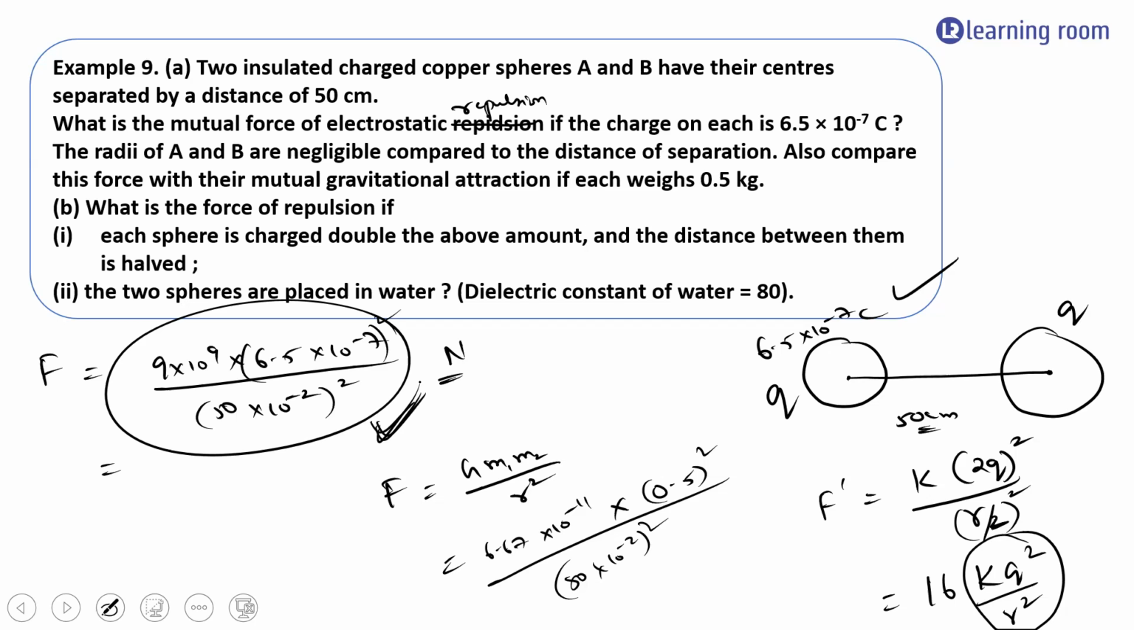Second, if the spheres are placed in water, then what will happen? I want a quick answer. It's only one step. Into 80, sir. Multiply by epsilon naught by k? Not necessary. Why do we need to? You have already calculated the force. If you divide that force by the dielectric constant, you're done, no? Correct? Understood, sir.